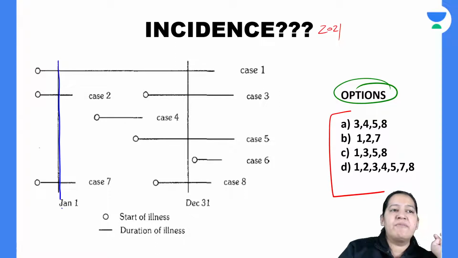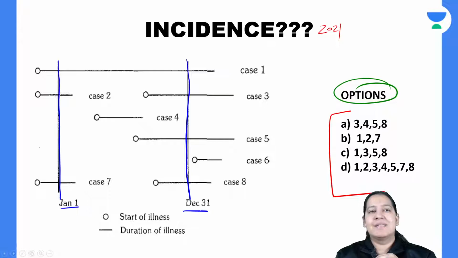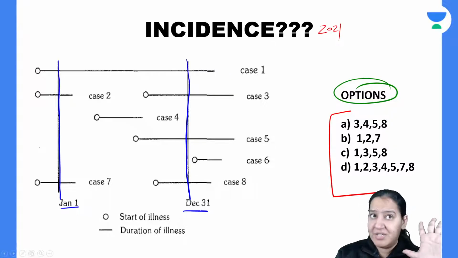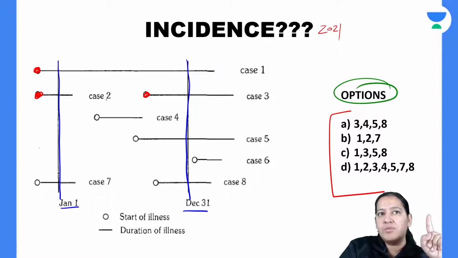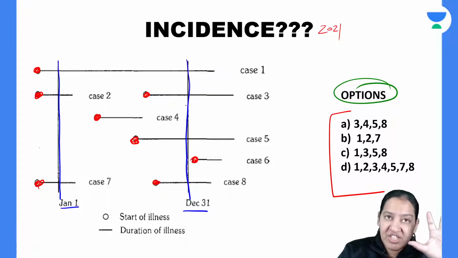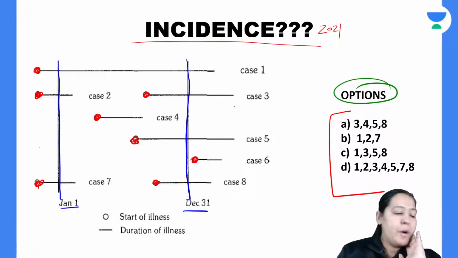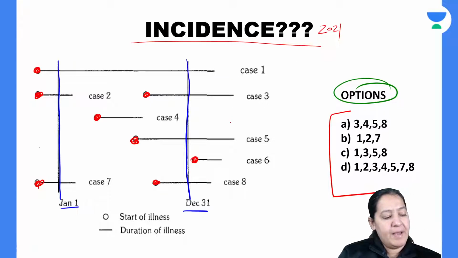Starting from 1st January till 31st December, you can see the 2 lines. There are 8 patients in this diagram. This is patient number 1, patient number 2, patient number 3. They are written case 1, case 2, case 3, case 4, case 5, case 6, case 7, and case 8. Out of the 8 cases, which cases will you include in incidence? What is the definition of incidence? Apply the definition.